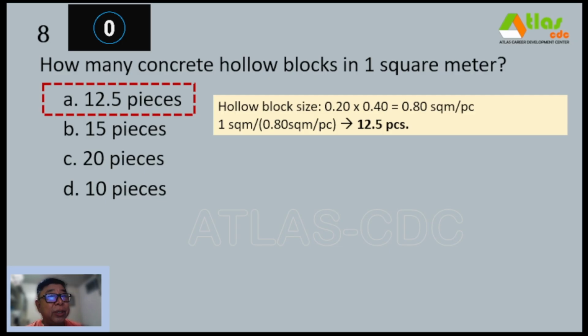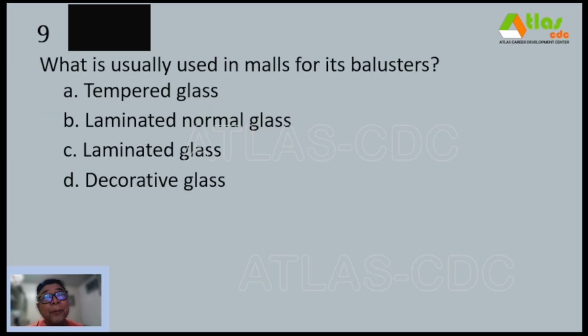And number 9, what is usually used in malls for its balusters? A, tempered glass. B, laminated normal glass. C, laminated glass. And D, decorative glass.